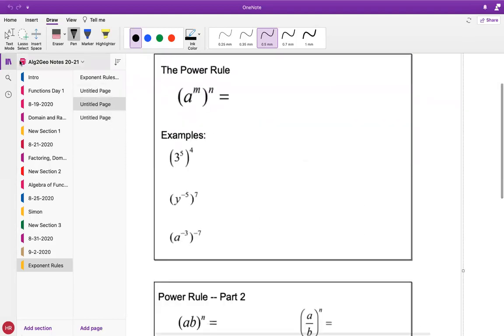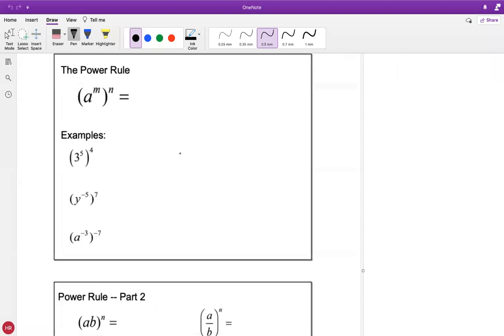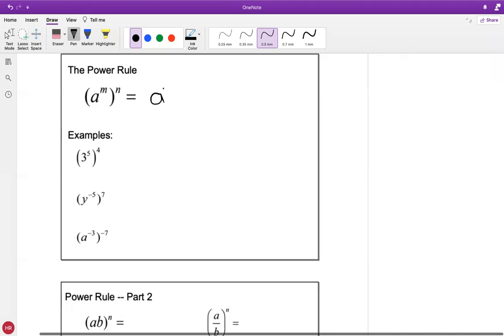I'll just finish this up. This will be just one video. So there's kind of two parts to this power rule. The first part is this. If I have an exponential expression, a is the base, m is the exponent, and I raise that whole exponential expression to another power, this is when I'm going to multiply the powers. This equals a to the m times n.